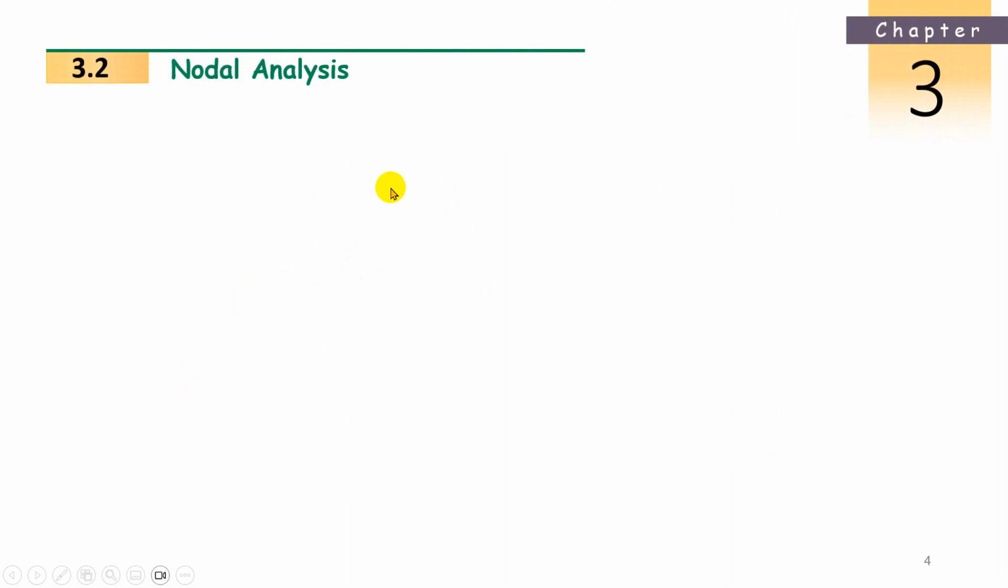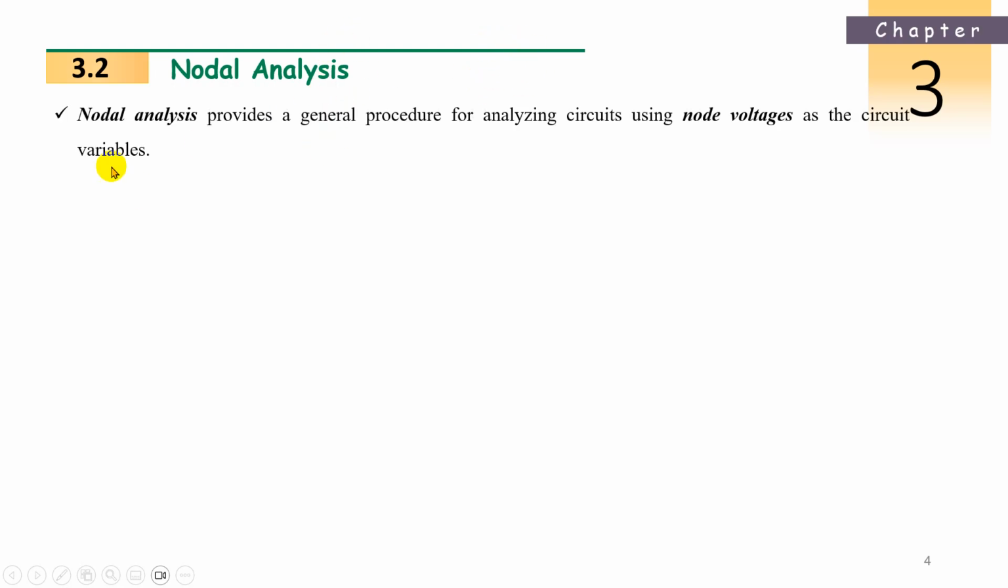So we can say there are 4 topics in total. One is node analysis and one is mesh analysis. In node analysis there are 2 techniques, the elimination technique and the matrix method, Cramer's method. The same goes for mesh analysis, also 2 techniques. So in total we are studying 4 items in chapter 3.